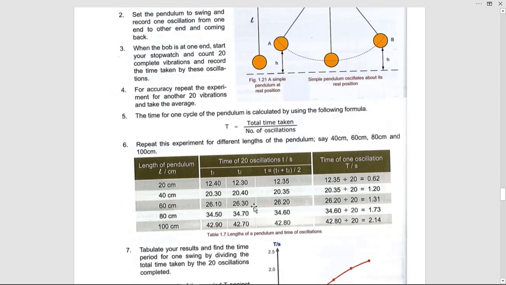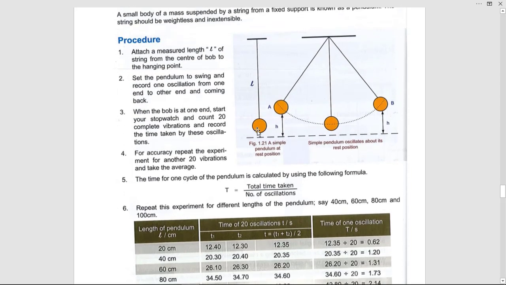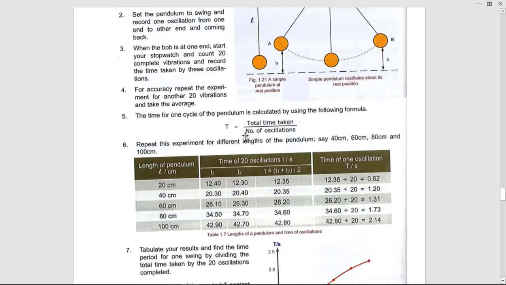So here they have given the length. This L means the length of the string. If the length of the string changes, it can also change the time period, because the time period depends on the length and on the mass of this bob. For example, what is the length here? 20, 40, 60. As the length increases, the time period is also increasing.